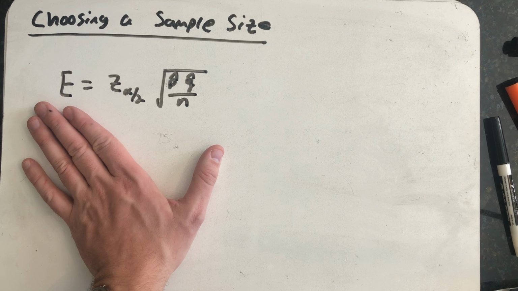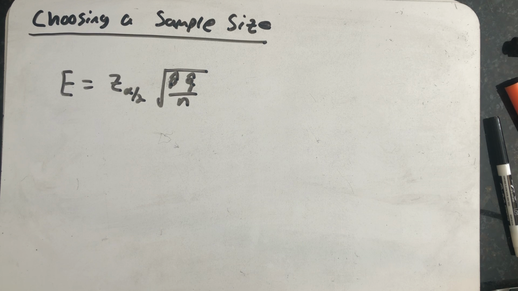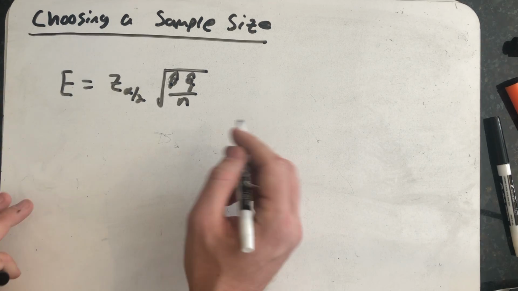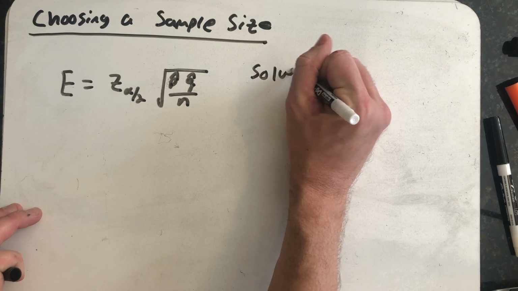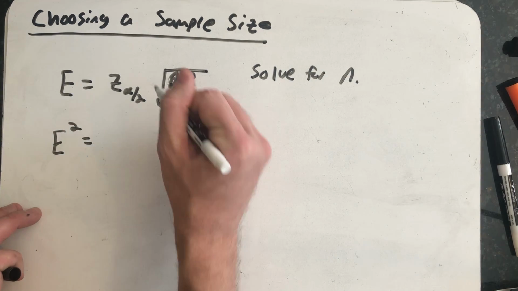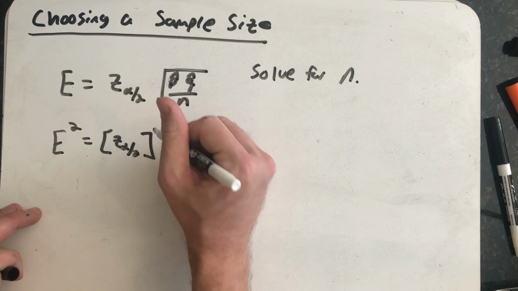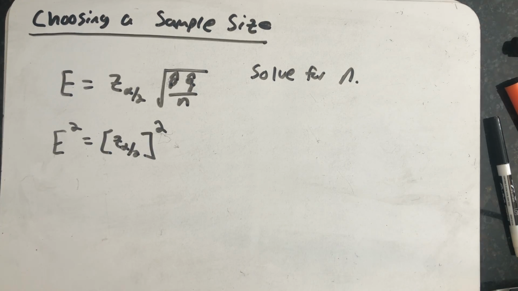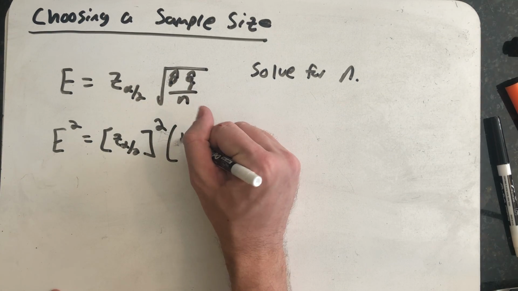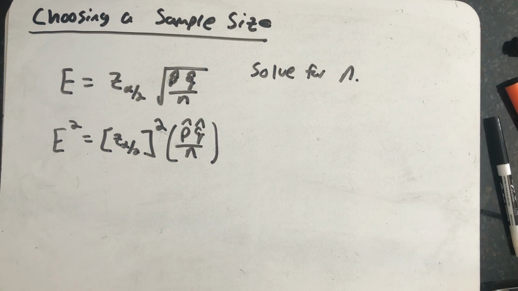If we look at our margin of error formula, we can solve it for n and then use it to figure out how many things should be in a sample for a particular situation. So to start off with, my goal here is to solve for n. I'm going to square both sides because n's under this square root and I want to get rid of it. I'm going to put the z sub alpha over 2, the critical value, in some brackets here just so I know I'm squaring that value too. When I square, the square root goes away and I get p hat times q hat all over n. So now I'm going to multiply both sides of that equation by n.